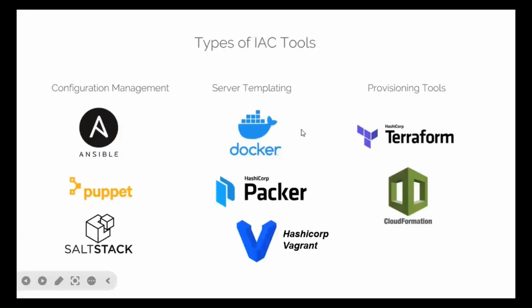Now, what are the various IaC tools, the infrastructure as code tools, that are available in the market? Basically, you can classify them into three categories. We have the configuration management tools, we have server templating tools, and we have the provisioning tools. So what are the configuration management tools? Tools like Ansible, Puppet, SaltStack are examples of configuration management tools, and their main responsibility is to ensure that the software configuration is up to date on the clients they manage.